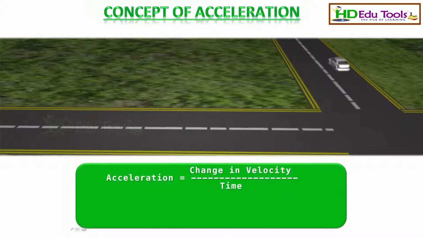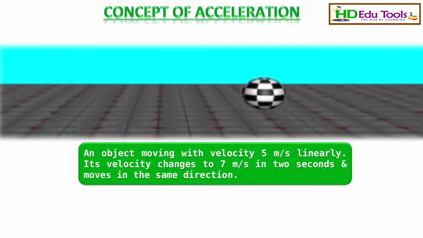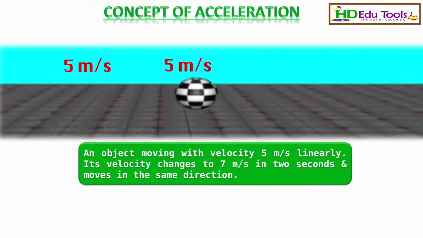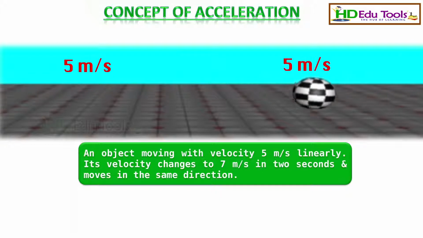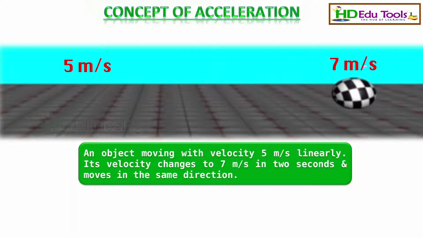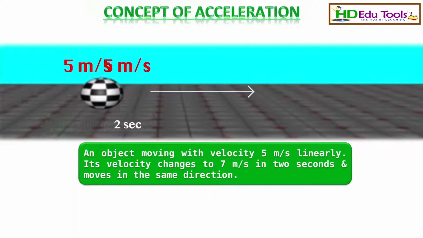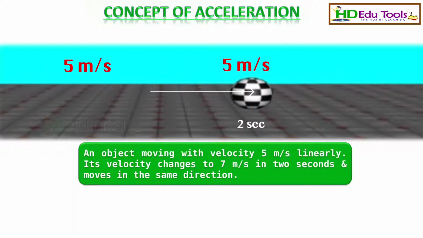If the magnitude changes, we can consider it is having acceleration. If the direction is changed, then also it is having acceleration. If both change, then also it is having acceleration. Now to understand this, we take a problem. An object moving with velocity 5 meters per second linearly. Its velocity changes to 7 meters per second in 2 seconds and it moves in the same direction.